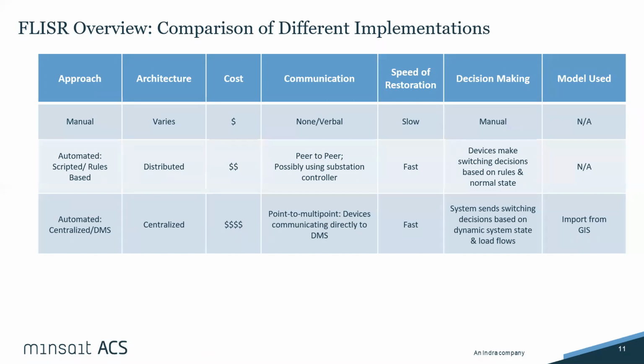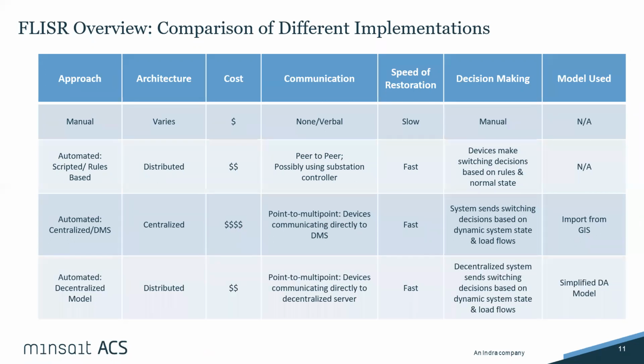So one last approach, and this is one we'll highlight here in a second, is an automated decentralized model approach. So it's a decentralized model, and it's a distributed architecture. And we are using a model, but instead of doing a GIS import, we are going to build a much more simplified distribution automation model that is specific to the use cases that we are going to be using it for.